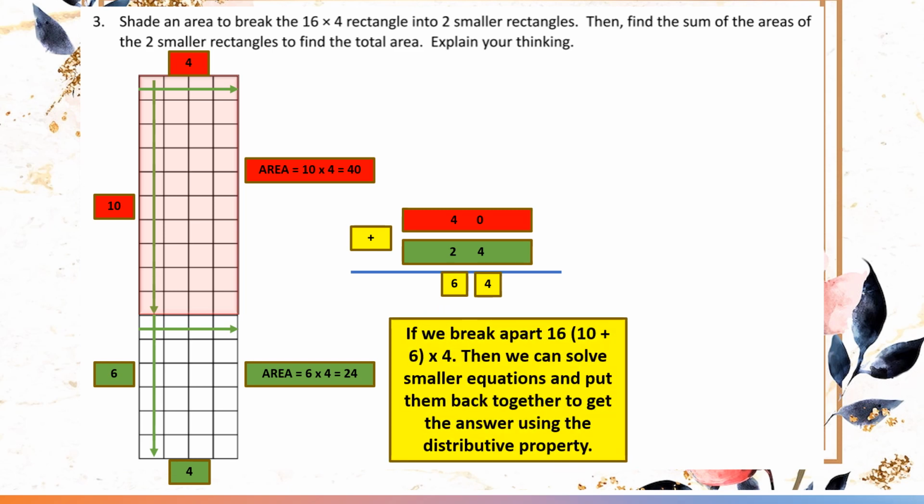Now, it also says explain your thinking. So if we break apart 16 into 10 plus 6 times 4, then we can solve smaller equations and put them back together to get the answer using the distributive property. That's the explain your thinking part right there in the yellow box. So you may want to pause the video to make sure that you can write your explanation down, or if you need to finish shading in your rectangles.